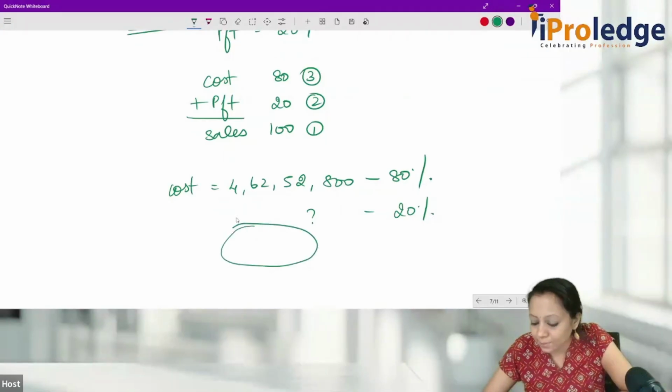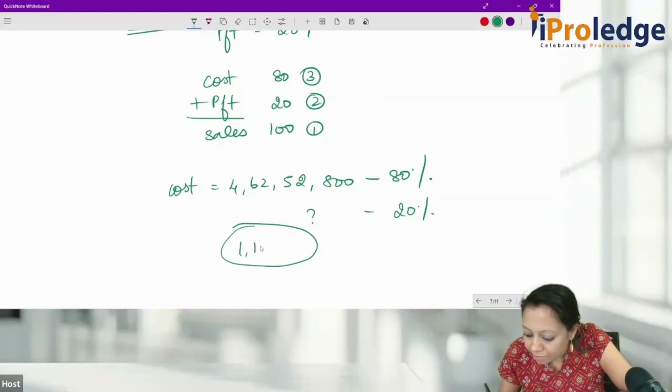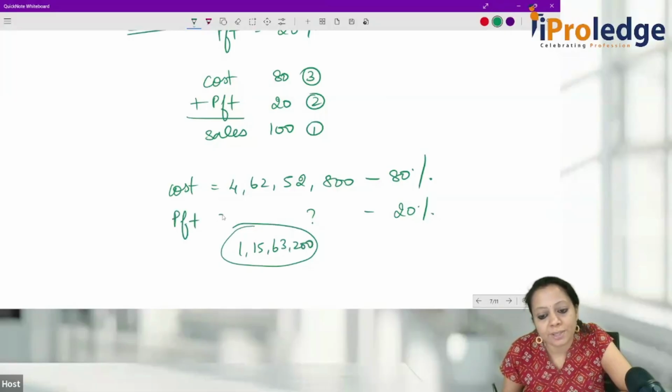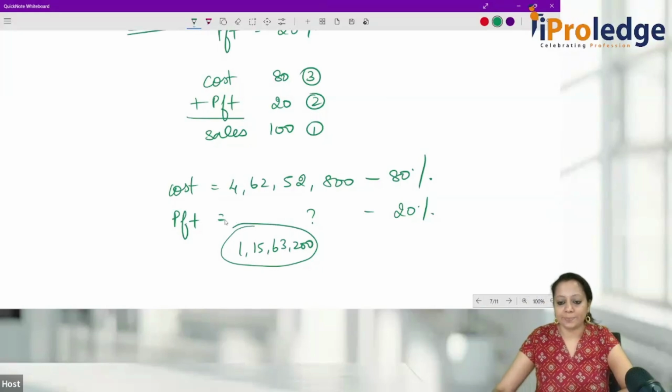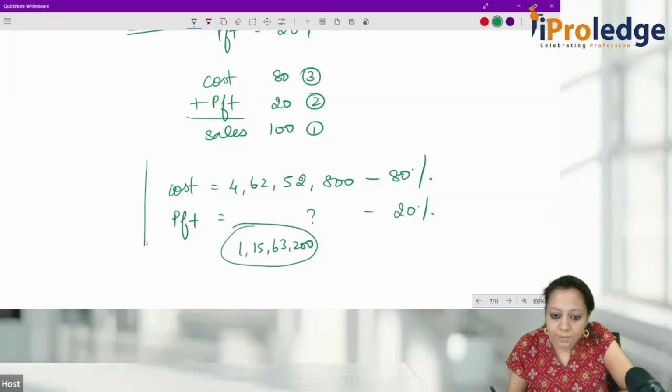Directly can do 100% also, no problem. Are we getting 1 crore, 15 lakh, 63,200? Right, dear. This is the profit. Okay? All right. So we have done the profit as well.